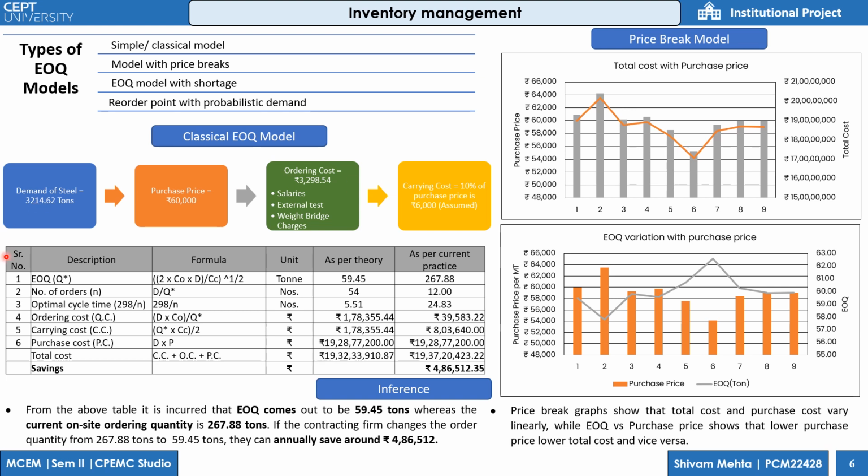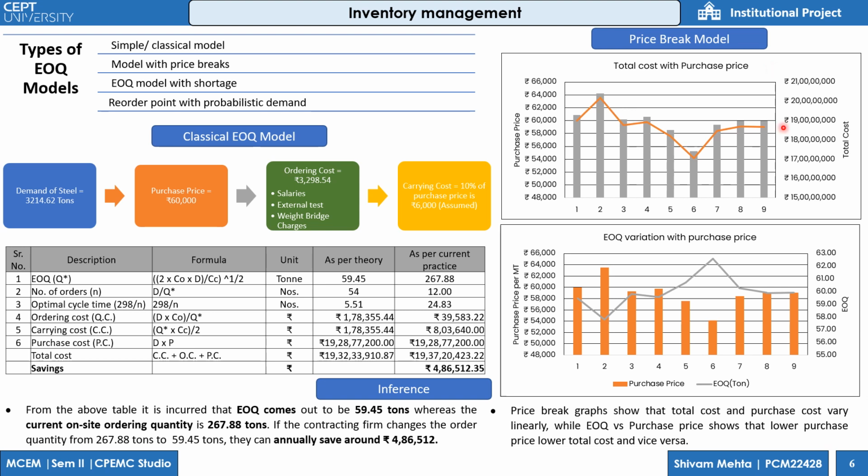Assume. Now you can see in the table where we have considered the EOQ as per the theory formula and as per the current site practice. You can see that the total difference is 4,86,512. From the above table, EOQ comes out to be 59.45 tons, whereas the site ordering quantity is 267.88 tons. If the contracting firm changes the ordering quantity from 267.88 tons to 59.45 tons, they can save around 4,86,512 rupees annually.